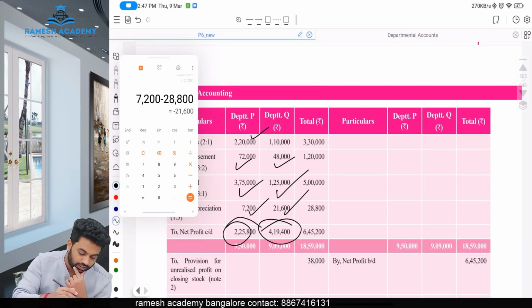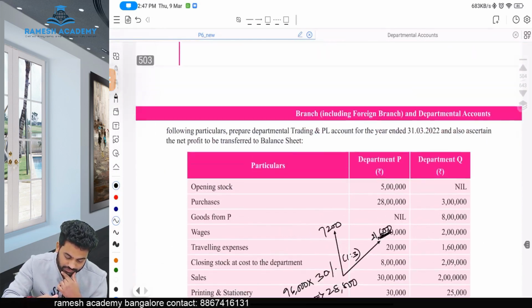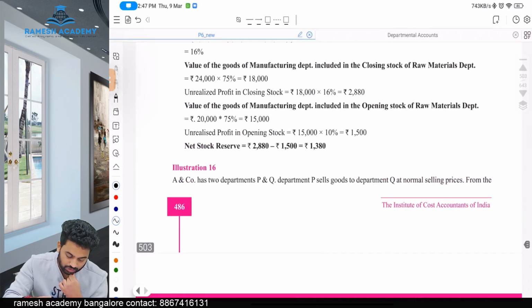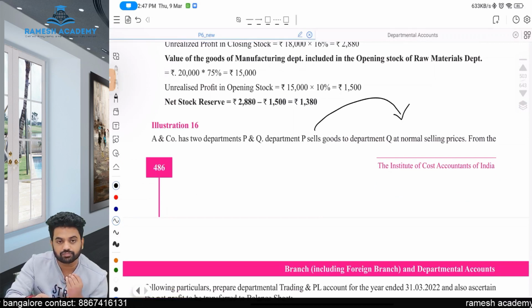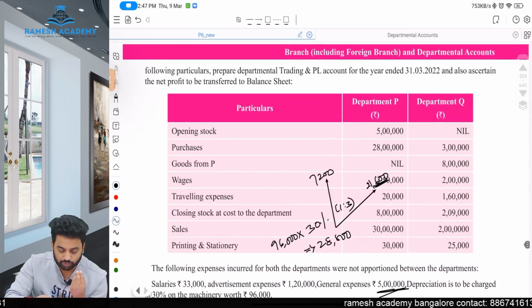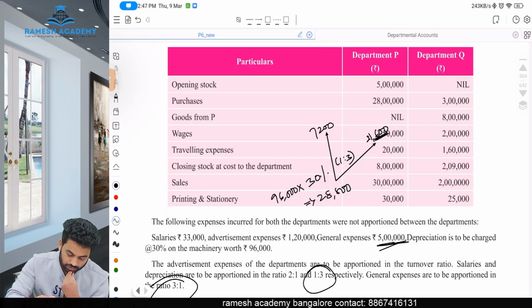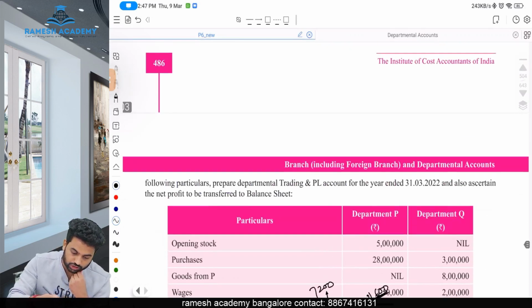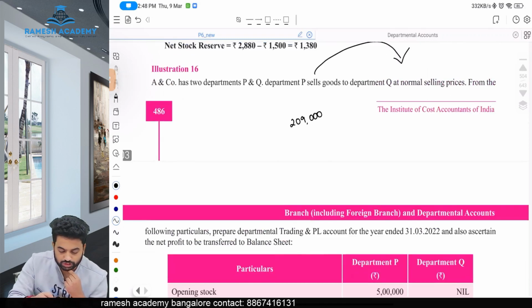Now the question comes, sir, is there any adjustment in the stock reserve? Yes, there is an adjustment. Why, sir? Because P is sending goods to Q at a normal selling price. Yes, sir, normal selling price only. So there should be some portion of unearned profit element in Q's stock. So how much is Q's closing stock? Q's closing stock is 209,000.